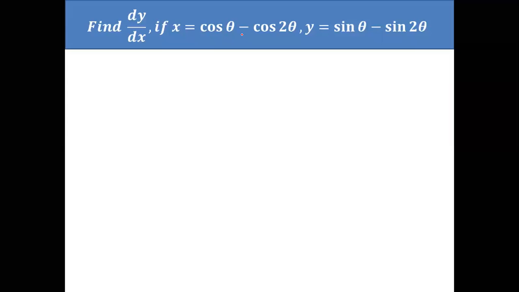Here x is in terms of theta and y is also in terms of theta. So we are going for parametric differentiation. There are different methods which you have studied.